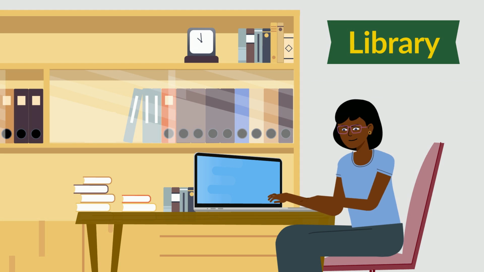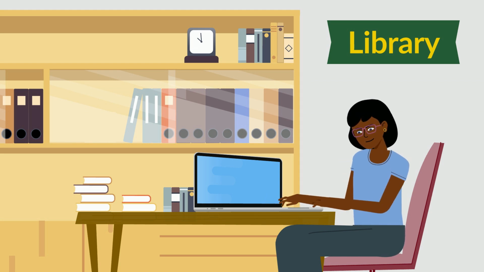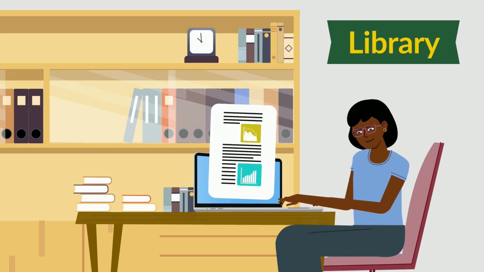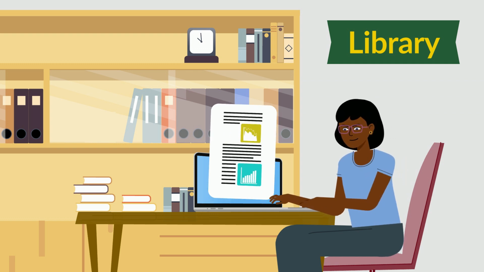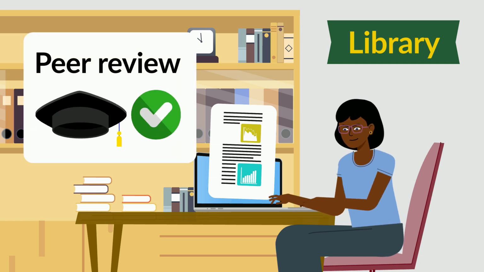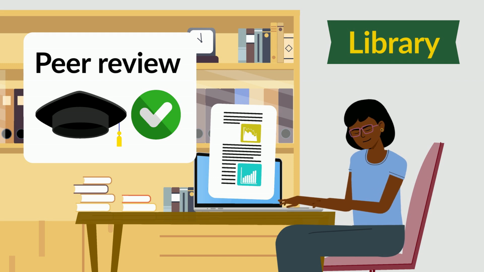She visits the library to search for information on Chinese textiles from the Qing dynasty. She finds peer-reviewed articles about fashion and textiles during that time in China. Peer review is when experts in the field evaluate an article to ensure its quality before it is published.